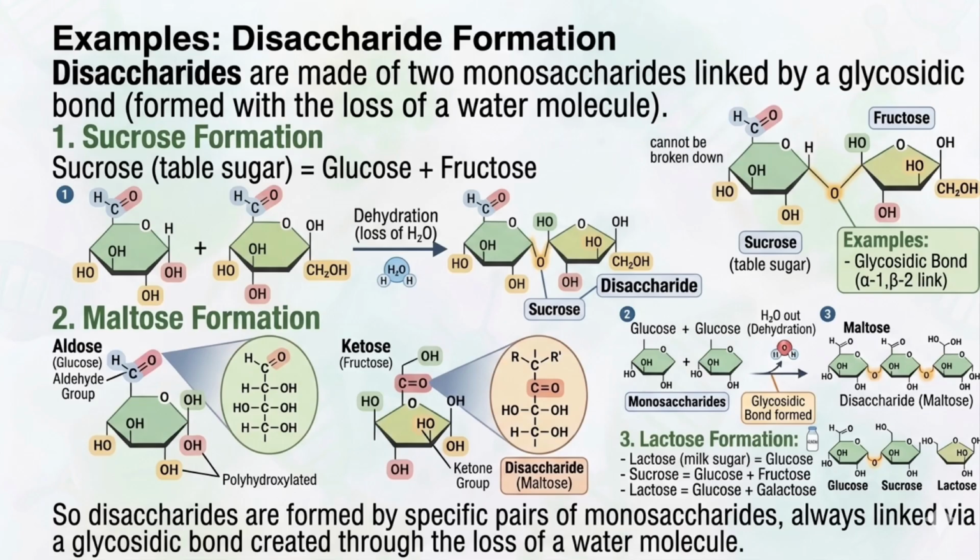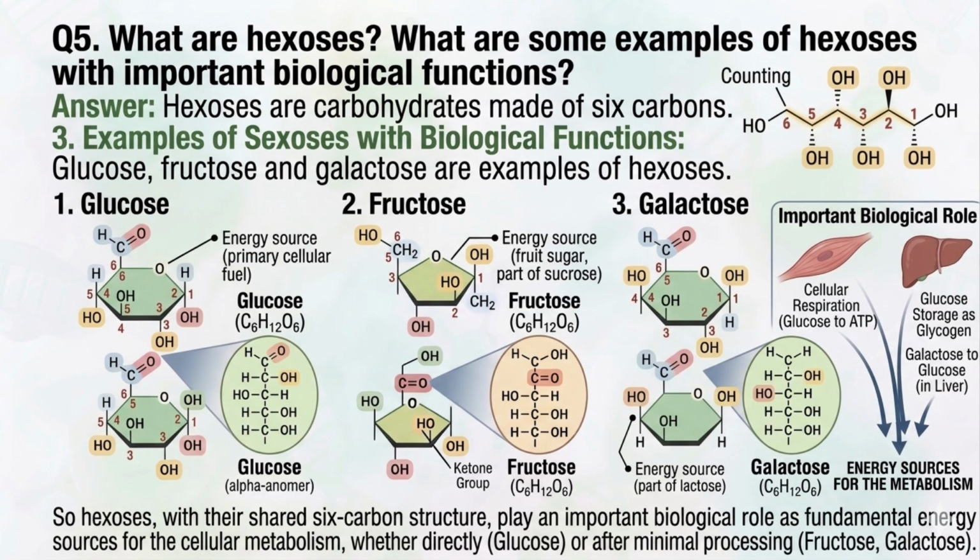Examples: sucrose, table sugar, is a disaccharide made by the union of one molecule of glucose with one molecule of fructose. Maltose is a disaccharide made by 2 glucose molecules. Lactose, milk sugar, is another disaccharide and it is created by the union of one molecule of galactose with one molecule of glucose.